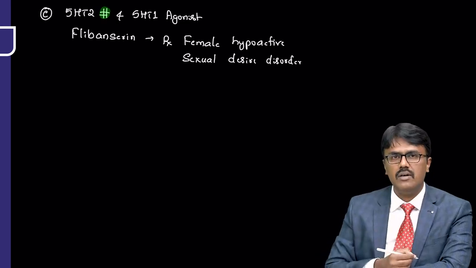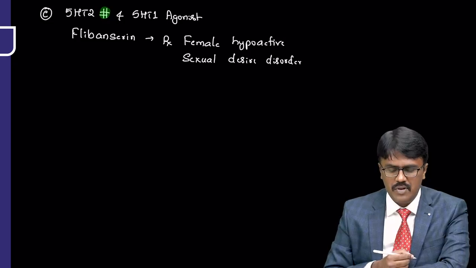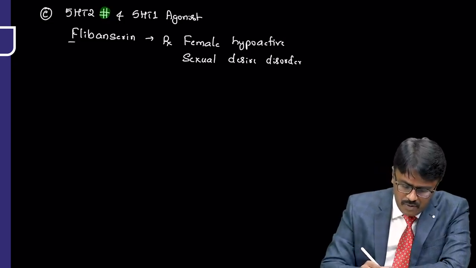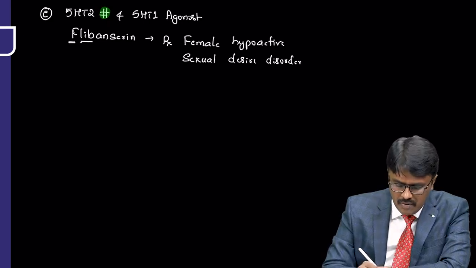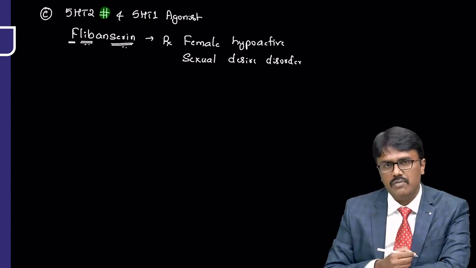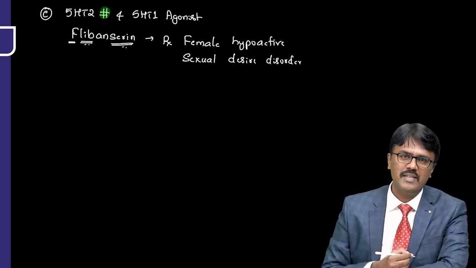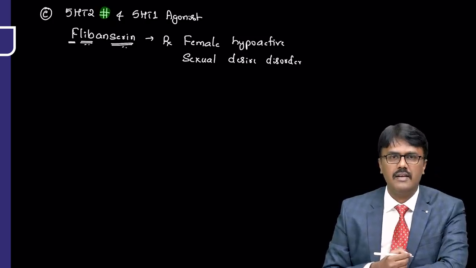So there is a condition called female hypoactive sexual desire disorder. That means decreased libido. So for that we use a drug. You read the name: F for female, LIB for libido, and serin for serotonergic drug. So it's a female libido enhancer, flibanserin. The name is flibanserin, so easy to remember.